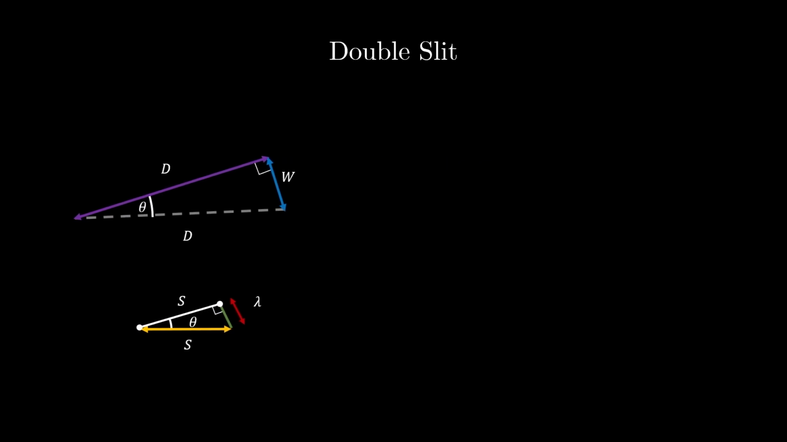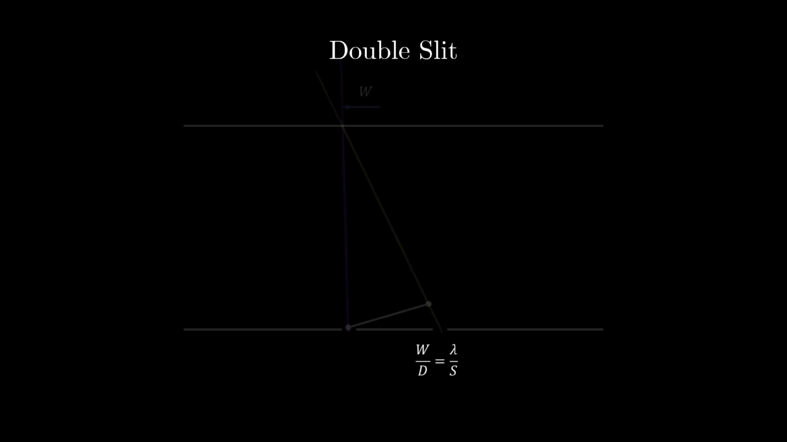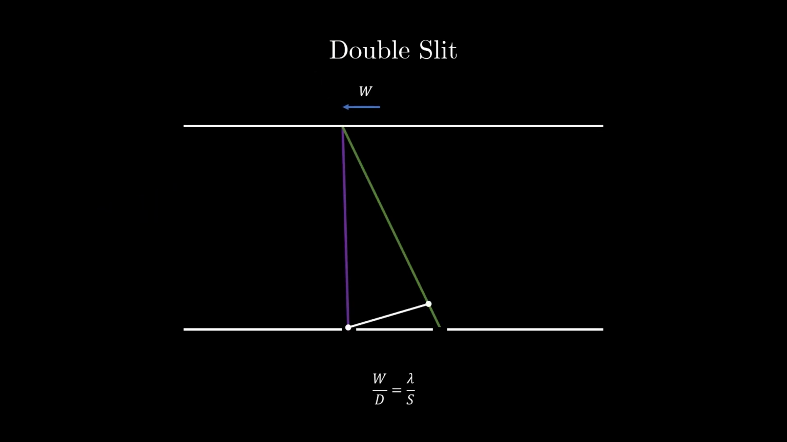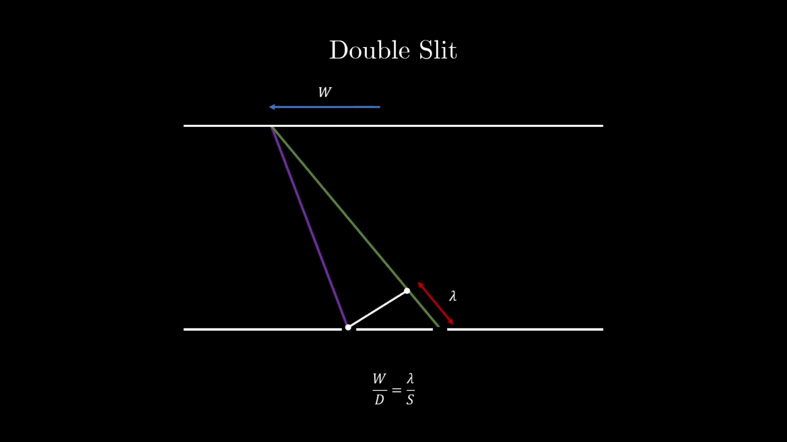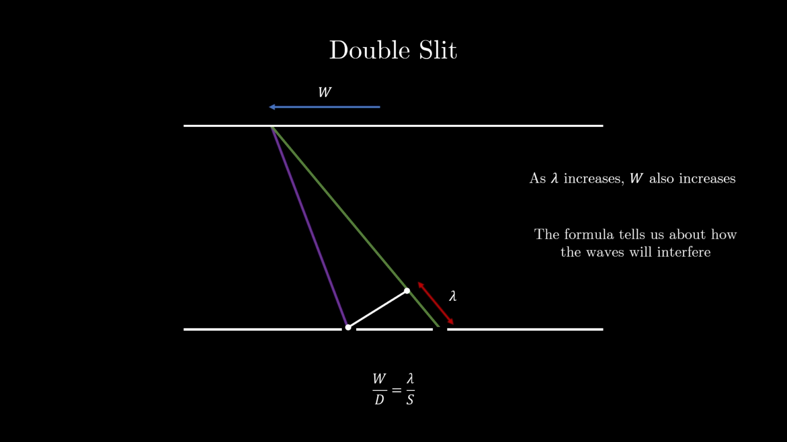Using these assumptions, we can write expressions for the angle in two different ways and equate them. This gives us the key relationship: W over D is equal to lambda over S. Looking back at our diagram, we can now predict what happens when we change each variable. For example, if lambda increases, W also increases. This formula neatly captures the relationship between fringe width, distance to screen, slit separation, and wavelength.